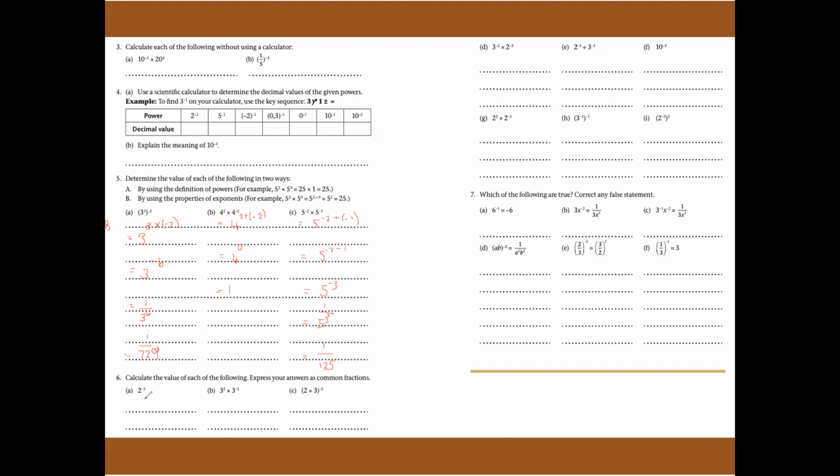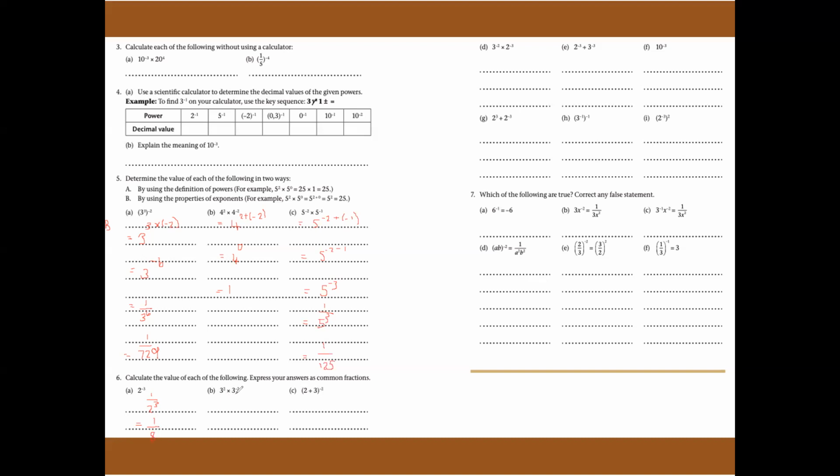Alright, then for question C, it says calculate the value of each of the following. Express your answers as common fractions. Okay, so for the first one, it's 2 to the power of negative 3. You want to first invert that to get 1 over 2 to the power of 3, because now it is in its fraction form. And 2 to the power of 3 is 8, so you can just say 1 over 8.